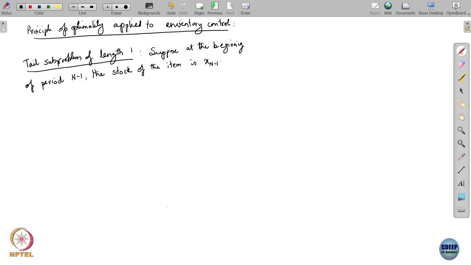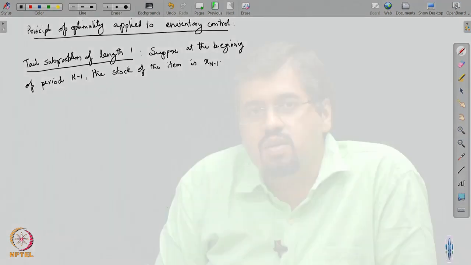So what is the cost then? Since you are starting at time instant n minus 1, the cost that you incur is the cost of ordering, storage, whatever it is, so r of x n minus 1 and c of u n minus 1. So the cost associated with that time instant and the terminal cost associated with time instant n. Right. So the inventory manager should simply look at these two terms, which is the cost in the n minus 1th time period, and the terminal cost. Okay.